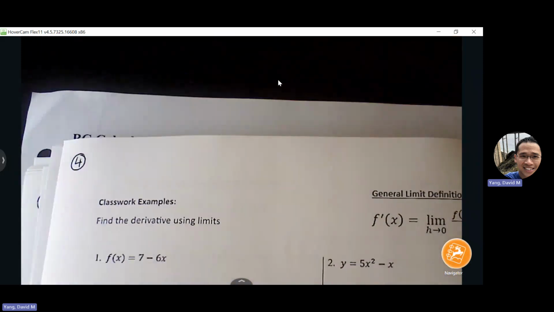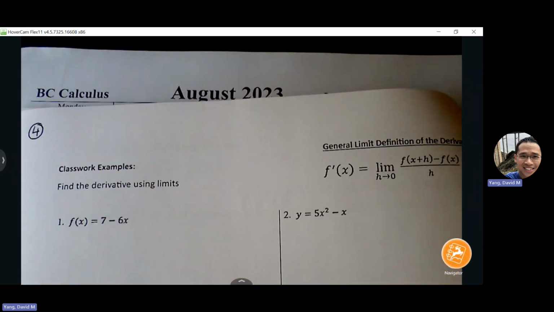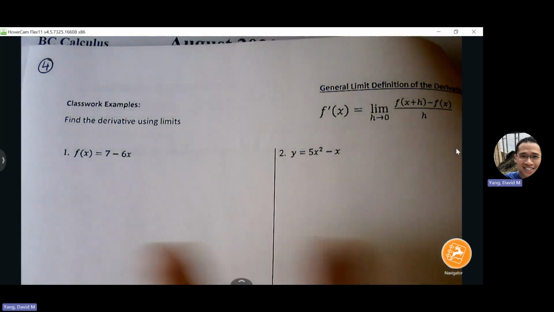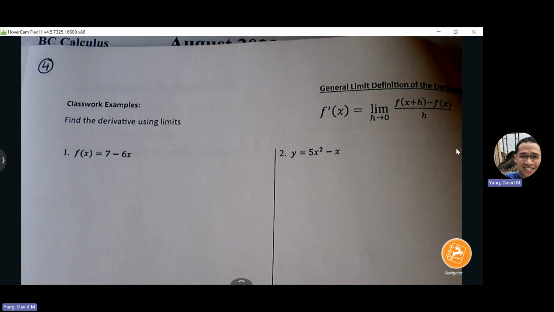Okay, page 4. Technically, yeah, that's what we're doing. Okay, page 4. We did do examples 1 and 2, right? Limit definition. Okay. I want us to go through 3 and 4 using the general limit definition.